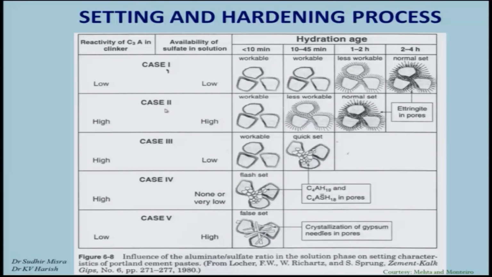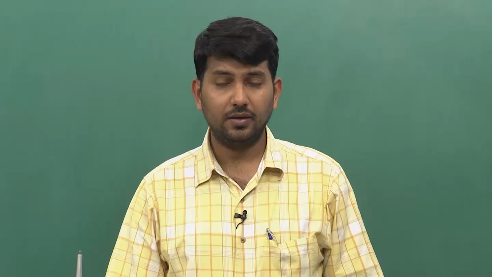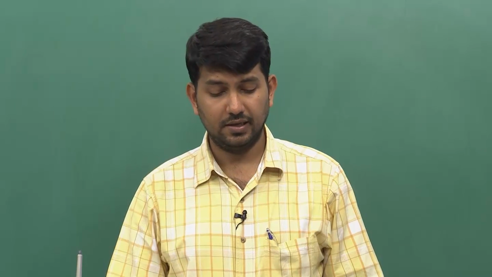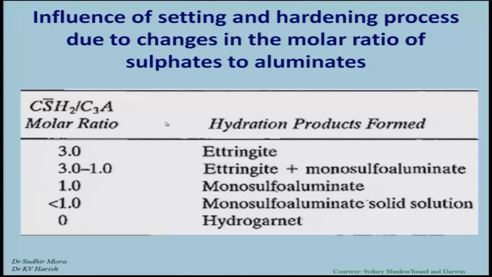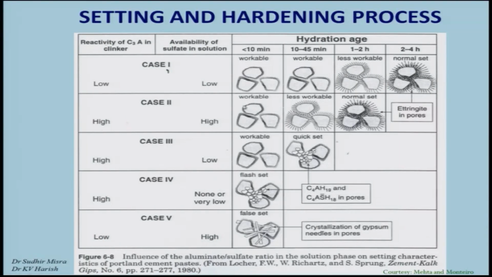And in the second case we can also have increased amount of C3A, but at the same time we can also have increased amount of sulfates. Okay. So in such cases also the molar ratio could be optimal, which means the molar ratio approximately equal to 3, where we get ettringite as a hydration product. So in case 2, what we find is that the mixture will be workable, say lower than 10 minutes. At the second level it will be slightly less workable, and in the third stage typically 1 to 2 hours you have the normal set.